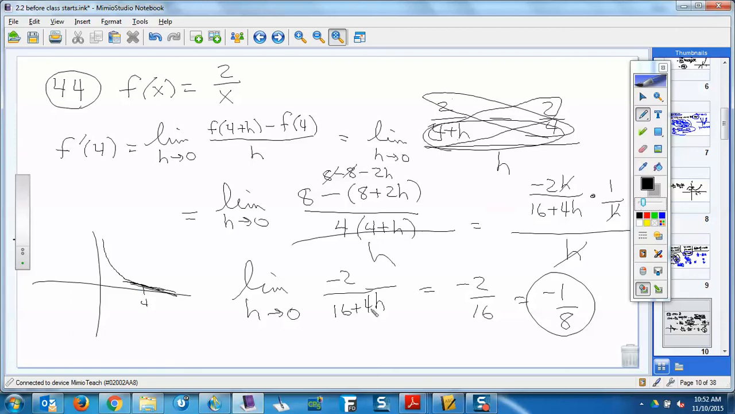I have an h in the denominator, but if I put a 0 in there, I get 16. Yeah, I'm just putting a 0 in for h, so 16 plus 0 is 16. So yeah, it's okay to have an h in the denominator. I just can't have 0 in the denominator all by itself. Okay? So you're going to have to be able to do that for those type of functions. Okay? All right.